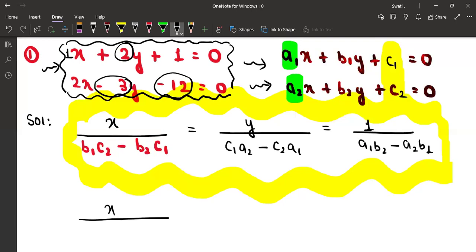So x upon, now here what is b1? 2. So I'm writing 2. Are you understanding, Manya? Yes. Okay. From the formula I wrote b1, and then it is into c2. So into what is c2? c2 is -12, right? So this will become -12. Clear, Manya? So 2 into -12, this is done.